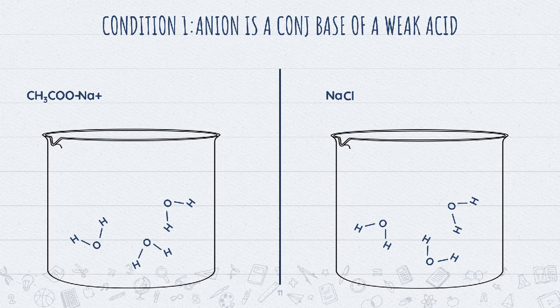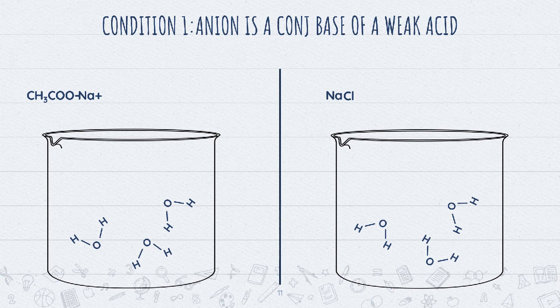The first condition is that the anion has to be a conjugate base of a weak acid. So what do I mean by that? Suppose you have a question in which you have two salts, one of them is sodium ethanoate and one of them is sodium chloride. And the question posed to you is which salt will have a pH of not 7 when dissolved in water. So how do you go about solving it first?